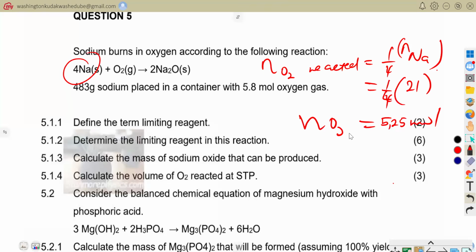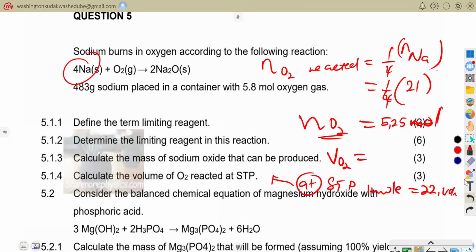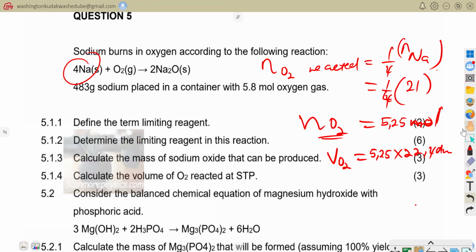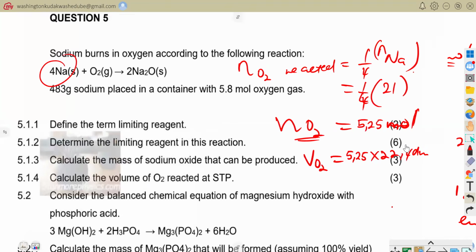So the amount of oxygen that reacted was 5.25 moles. And then now, knowing the amount of oxygen that reacted, we want the volume of oxygen at STP. We know that at STP, 1 mole of gas occupies 22.4 decimeter cubed. So we just need to multiply the number of moles that we have with the 22.4. So we say 5.25 moles times 22.4 decimeter cubed. That gives us the volume of oxygen that reacted.